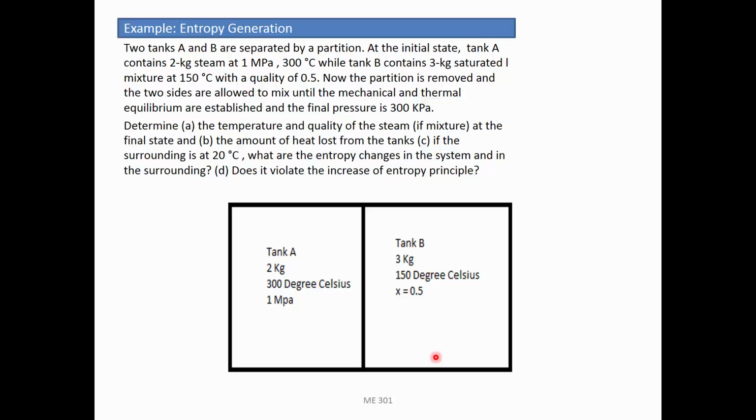C, if the surrounding is at 20 degrees C, what are the entropy changes in the system and its surrounding? D, does this process violate the increase of entropy principle?